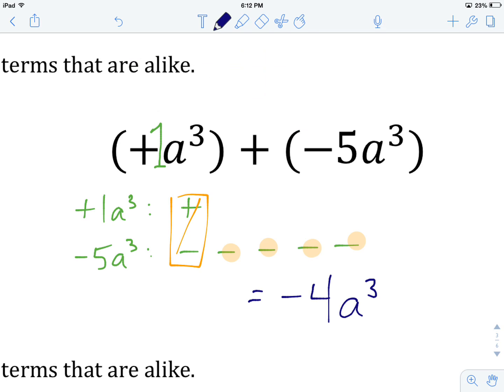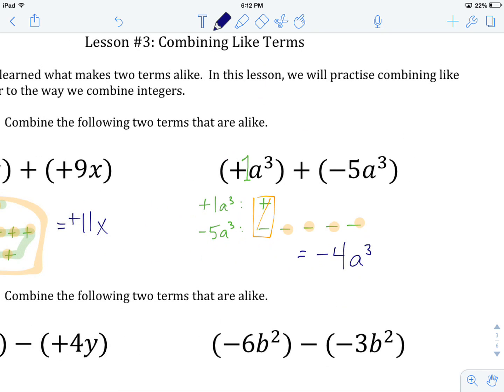Just to reinforce this, what we're combining are the integer components, the same way we've always been combining integers. We're going to move towards doing this mentally in the next examples, but it's the same idea. Combining our coefficients, like integers, and then keeping our variable, a to the exponent 3. Okay, enough explanation. Let's get into this.